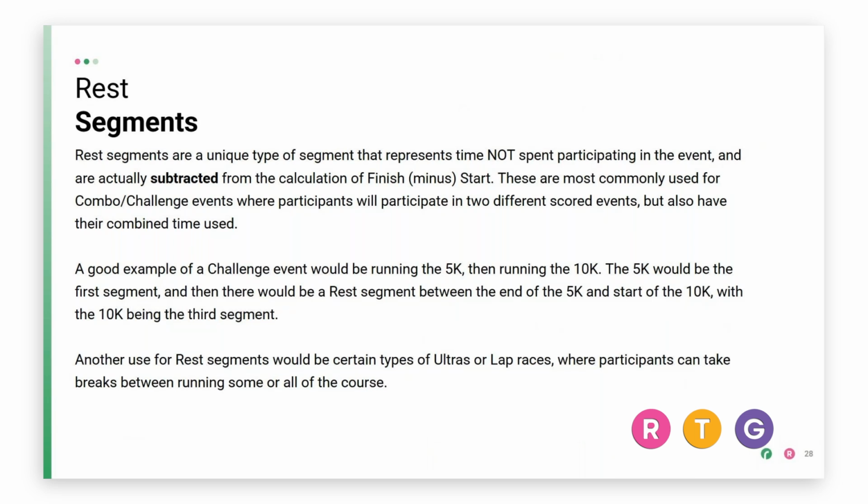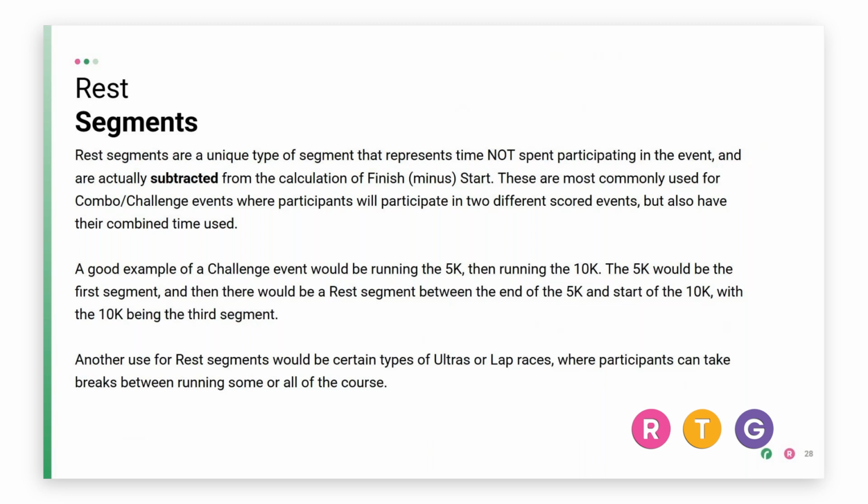So for this challenge example, let's say they run a 5K first, and then later they run a 10K. And then we also want to score them with their total time for the 5K and 10K. The 5K would be the first segment, the start of the 5K to the end of the 5K. And then there would be a rest segment between the end of the 5K and the start of the 10K. And then finally, there'd be a 10K as the third segment there.